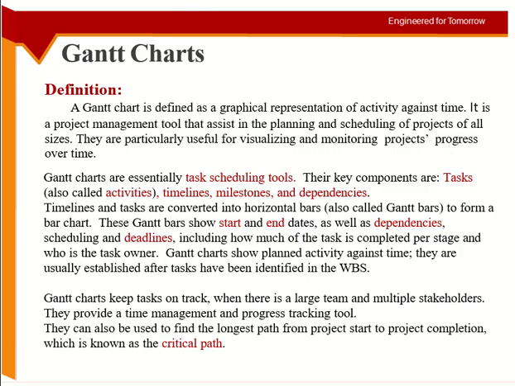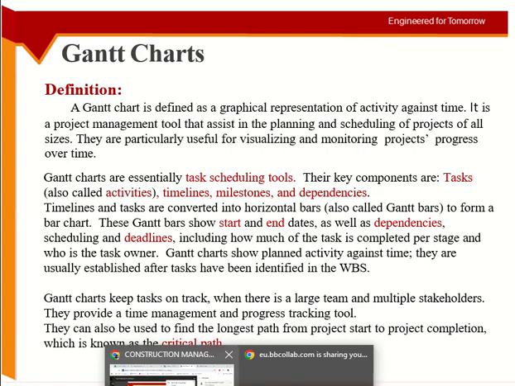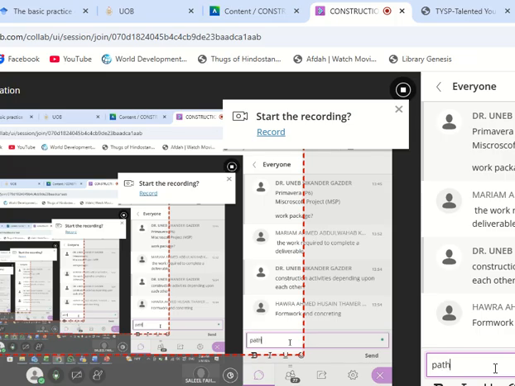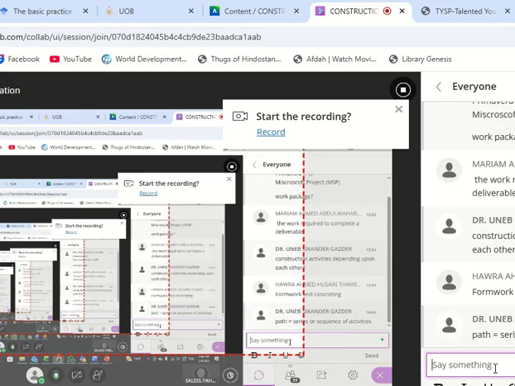The longest path from start to end is the duration of the project. Path means a series or sequence of activities, so they are using the terms longest path and critical path. A series or sequence of activities, this is what we call a path.